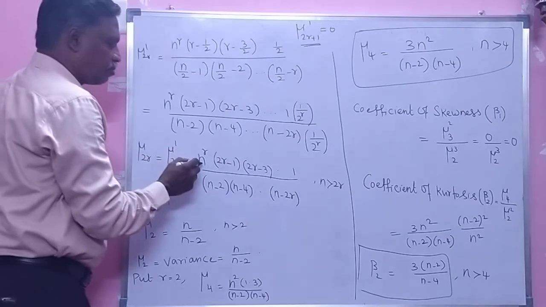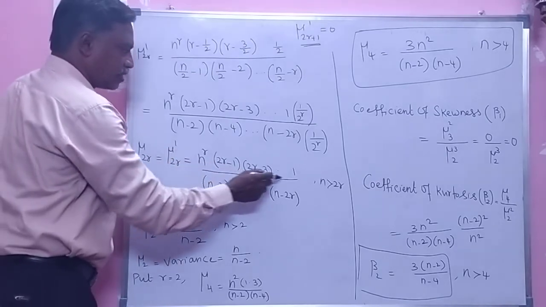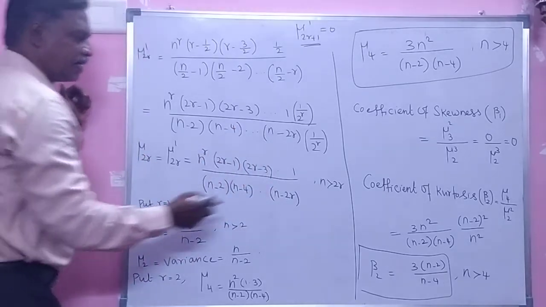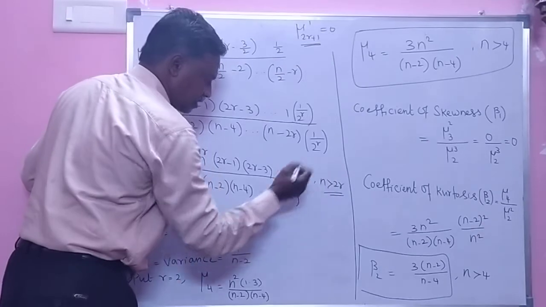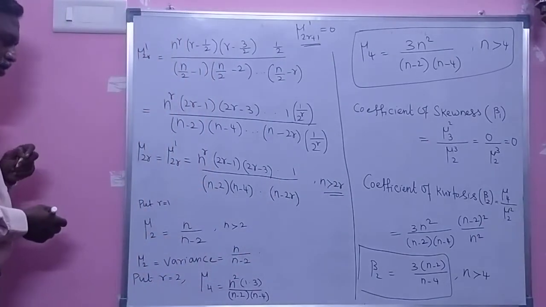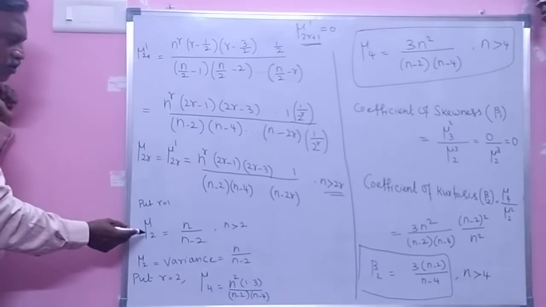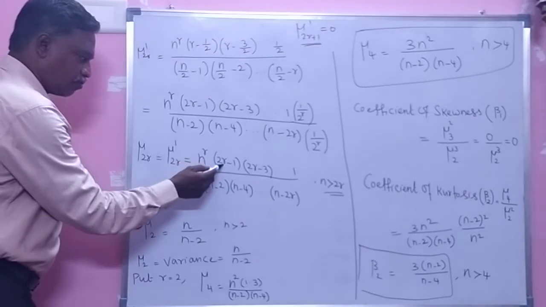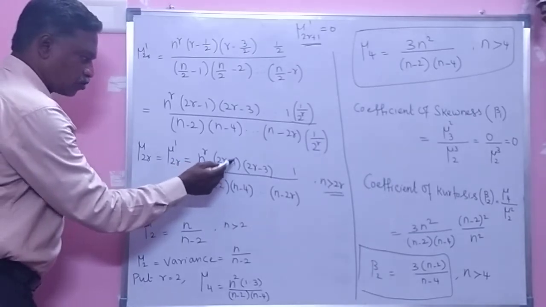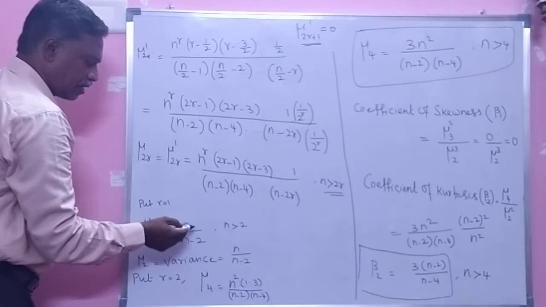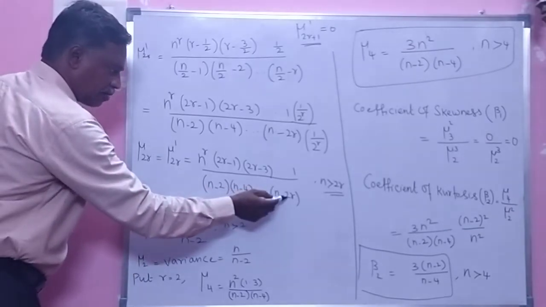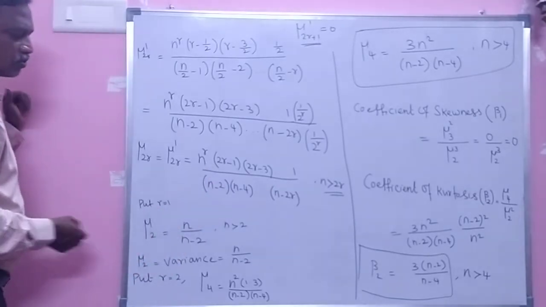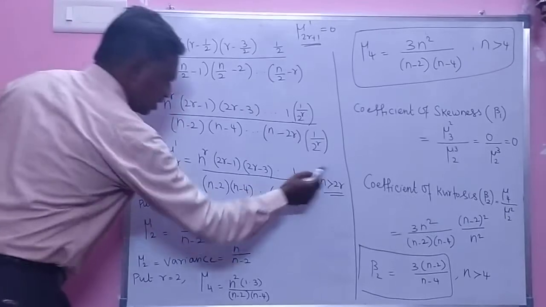So mu 2r equals n power r into (2r minus 1), (2r minus 3), etc., 1, divided by (n minus 2) into (n minus 4), etc., (n minus 2r). The condition, already we have told, is n greater than 2r. Then put r equal to 1, and you will get mu 2, which is equal to n into 1, divided by n minus 2. Here the terms go only up to n minus 2. So n divided by n minus 2. Condition: n greater than 2.